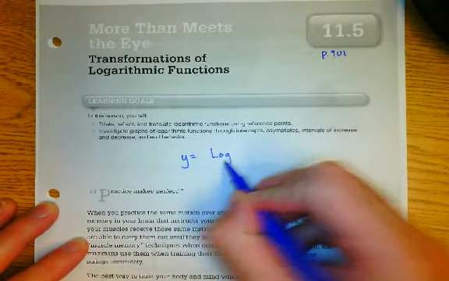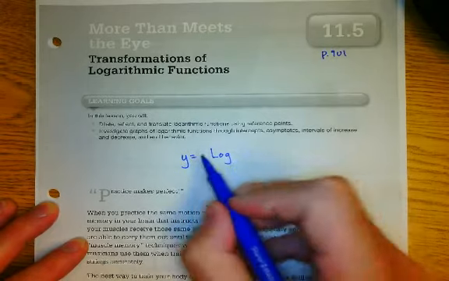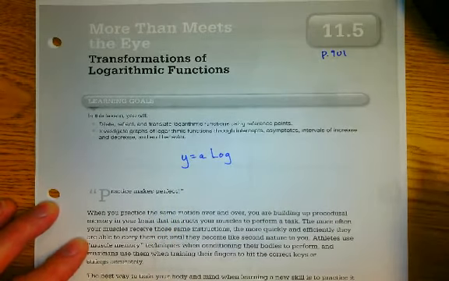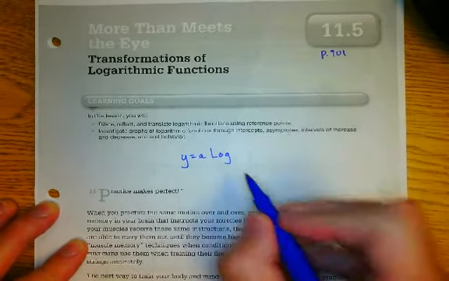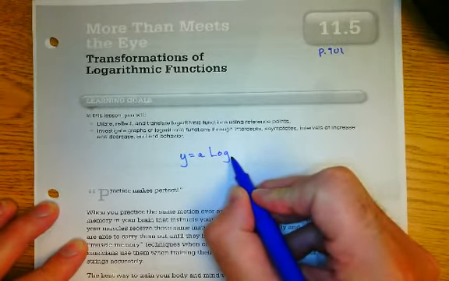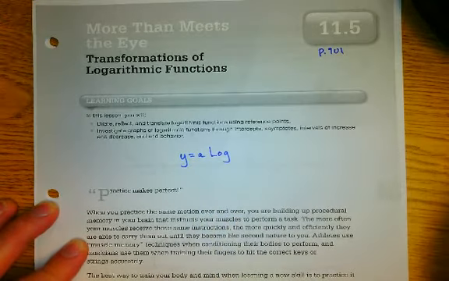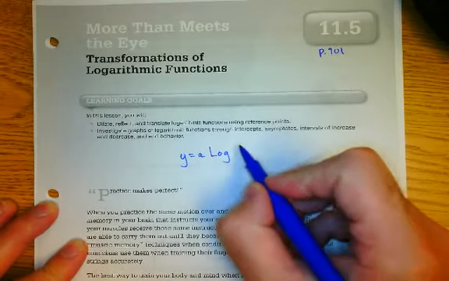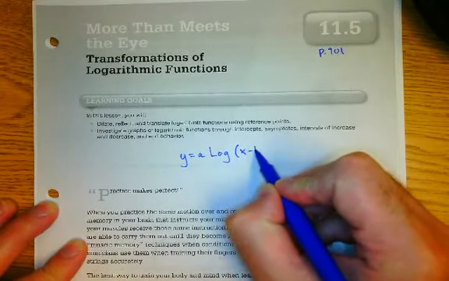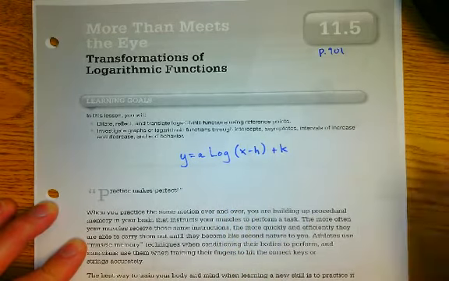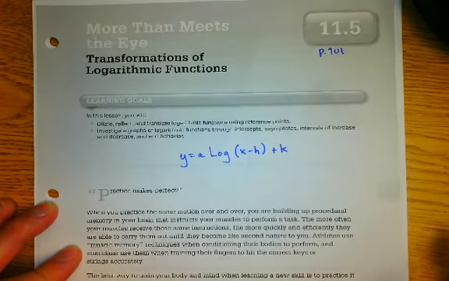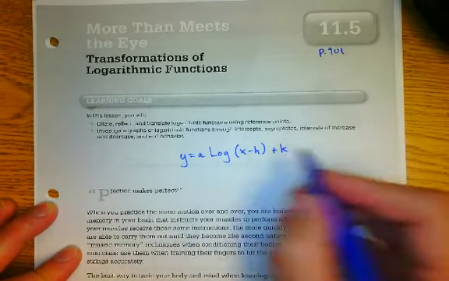Remember, log is the inverse of an exponential function. So we're going to have an A value in front. That always stretches. It's a log function, so you're going to see the word log in there. If there's a base, it'll be written right down here as your base. If it's not there, remember it's base 10. And then you will have x minus h, remember h goes right and left, plus k up and down.